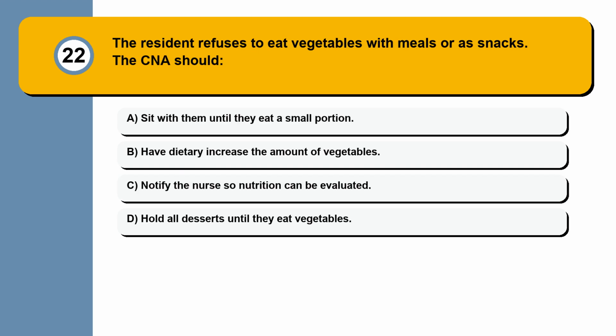Question 22. The resident refuses to eat vegetables with meals or as snacks. The CNA should sit with them until they eat a small portion, have dietary increase the amount of vegetables, notify the nurse so nutrition can be evaluated, hold all desserts until they eat vegetables.